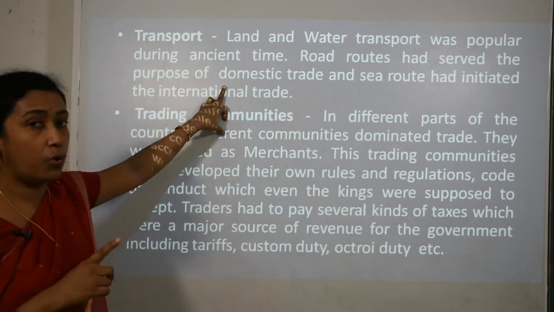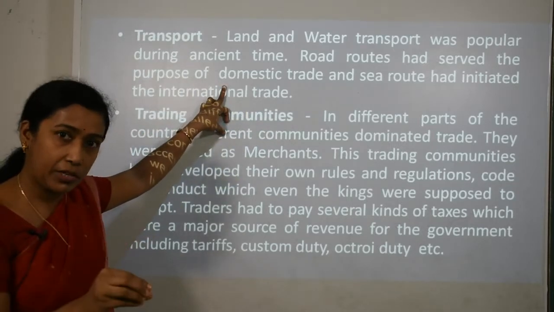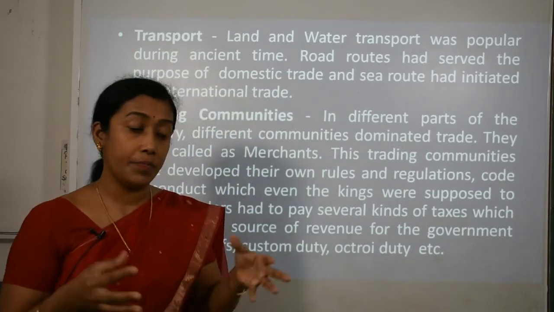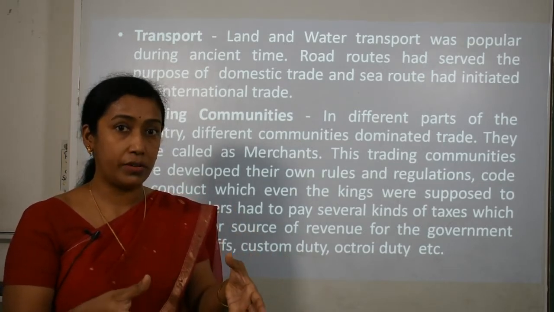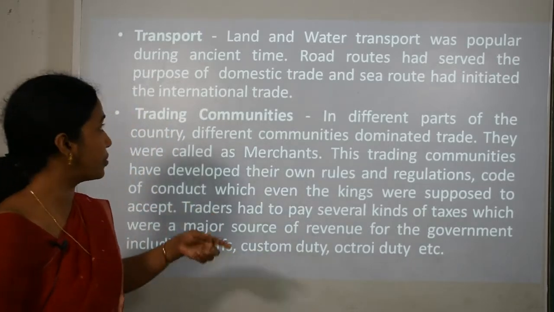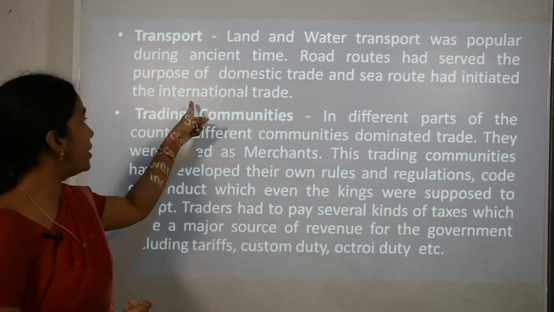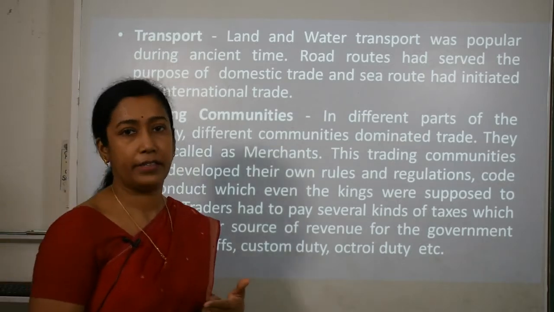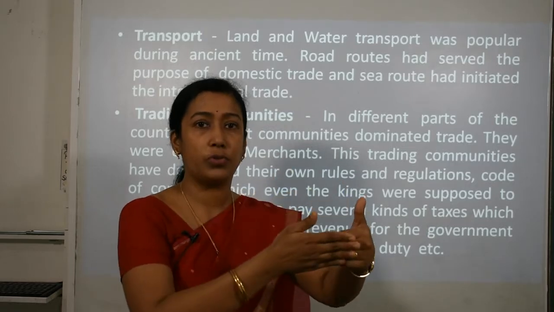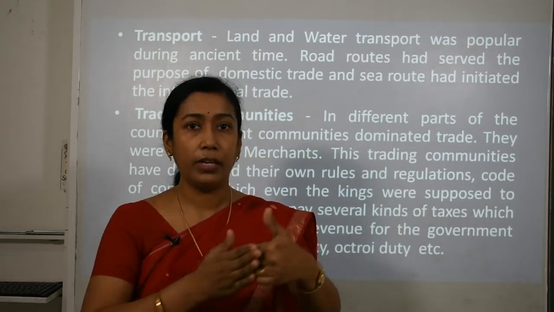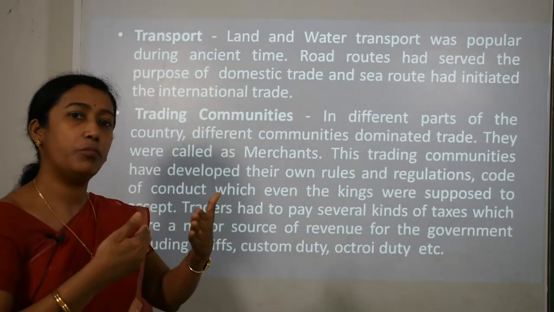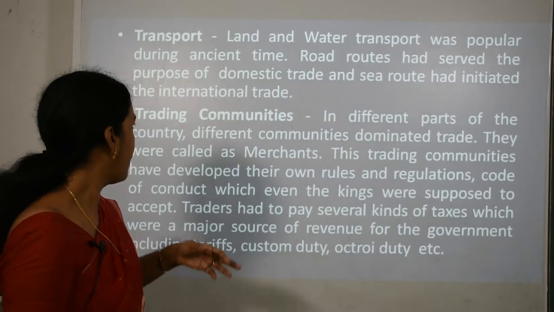During ancient times, road routes served all the purposes of domestic trade. Whatever trade or commercial activities were being done within the borders of our country, that is the domestic trade, flourished because of road transport. They have a link with the roads. And the sea route initiated all kinds of foreign or international trade. That means through ships they used to transport goods from our country to other countries and from other countries to our country. So all exports and imports were possible because of the sea route.